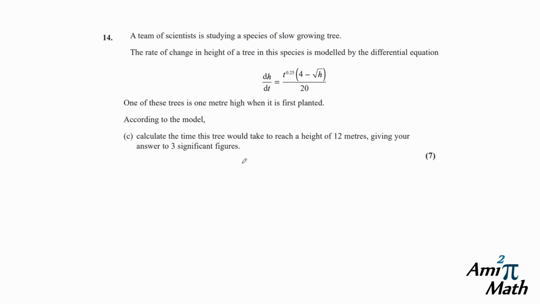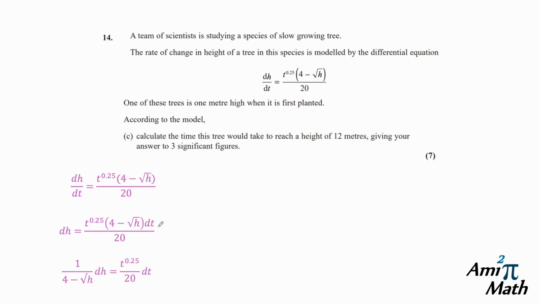Calculate the time this tree would take to reach a height of 12 metres, giving your answer in 3 significant figures. Okay, so dh over dt equals this part of the equation, and we're going to multiply each side by dt, and you get dh equals this multiplied by dt. And then with some moving around and dividing and moving to the other side, you'll get 1 over 4 minus root h dh equals t to the power of 0.25 over 20 dt.